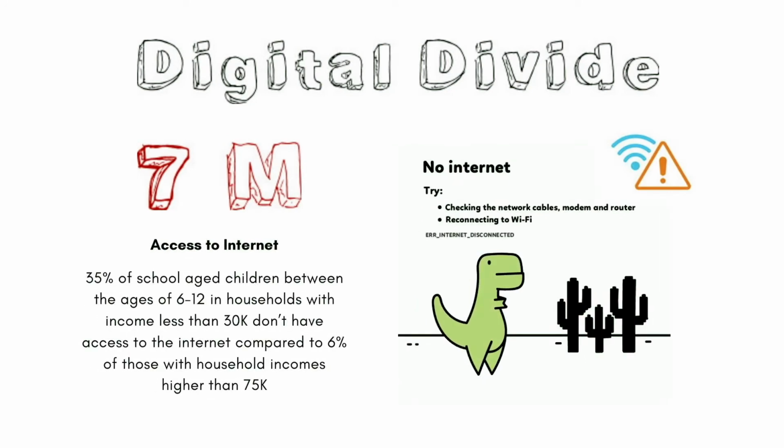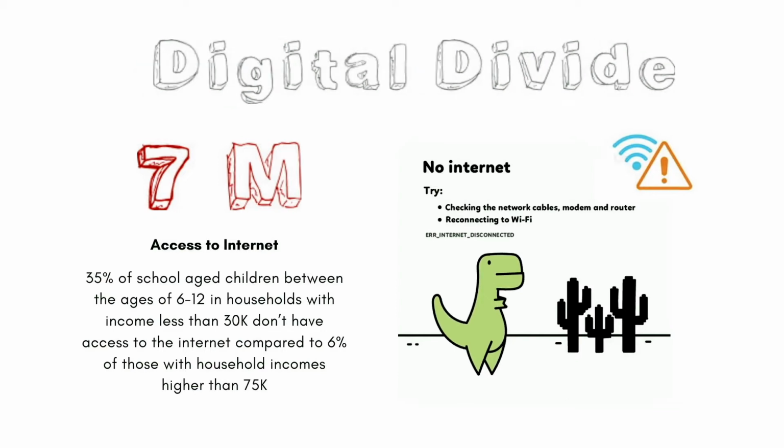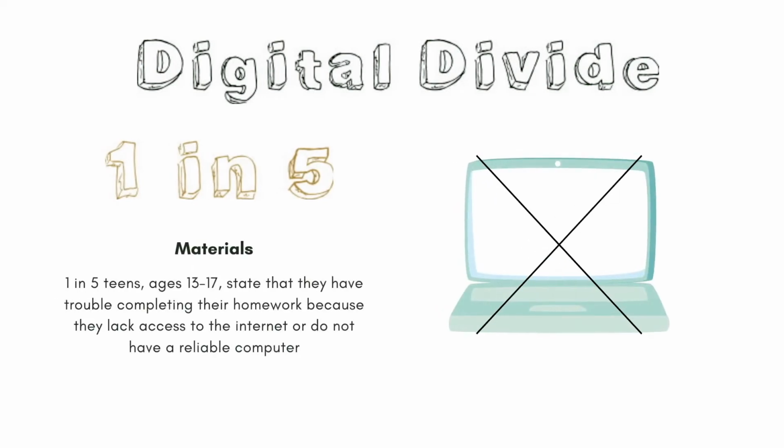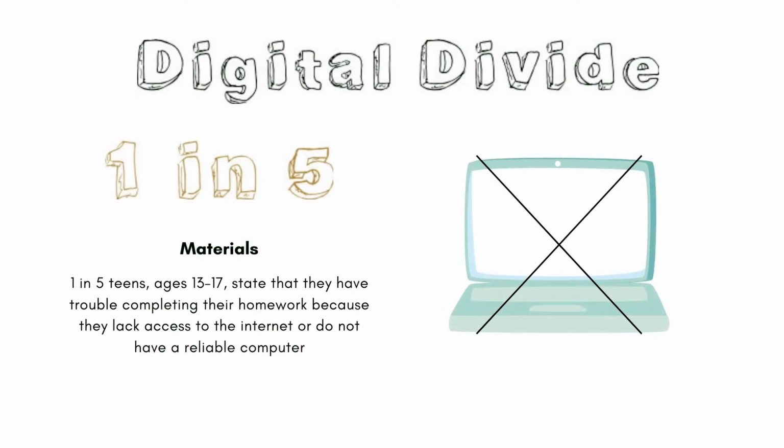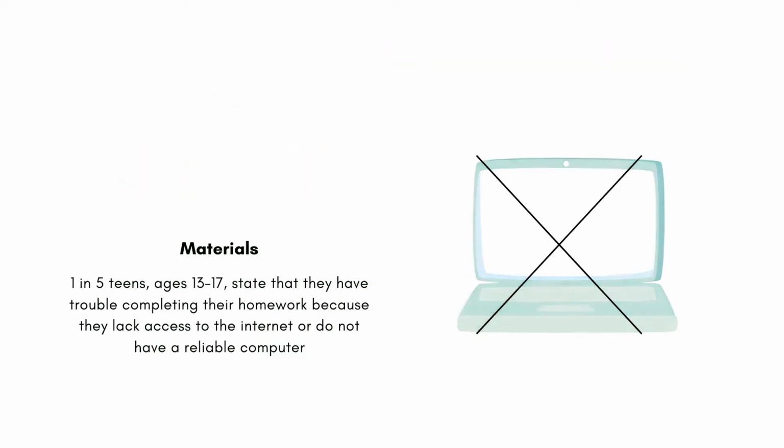In 2017, 7 million students did not have internet access at home, and on average, 35% of students ages 6 through 12 living in households with incomes less than $35,000 a year did not have internet access at home, compared to only 6% of students living in households with incomes greater than $75,000 a year. 1 in 5 children report having insufficient materials such as high-speed internet or a reliable computer.